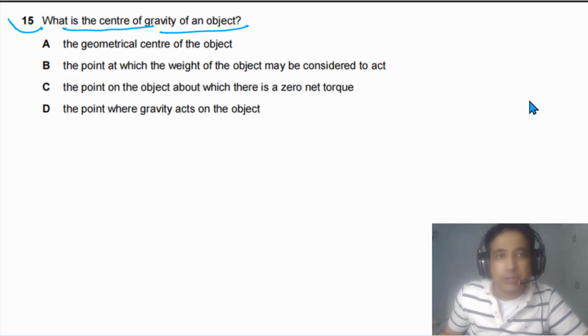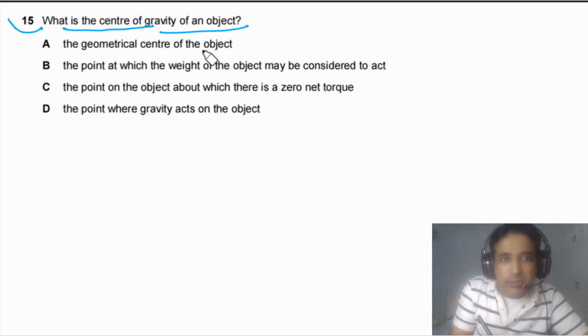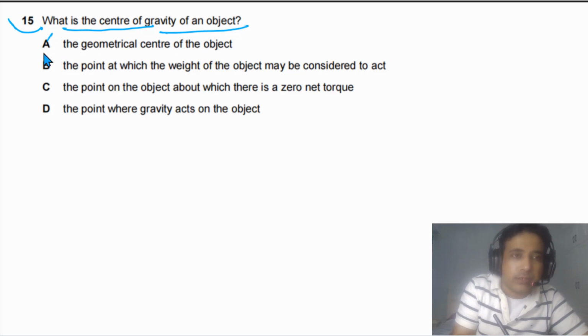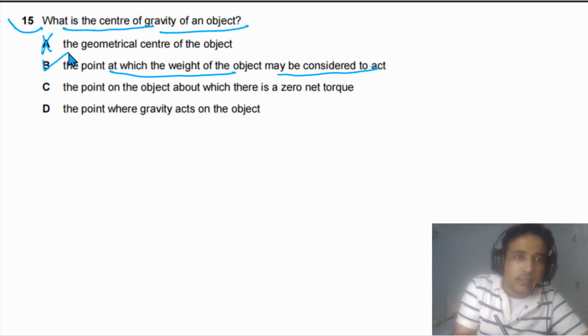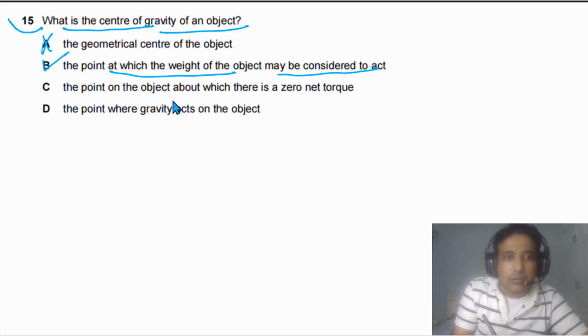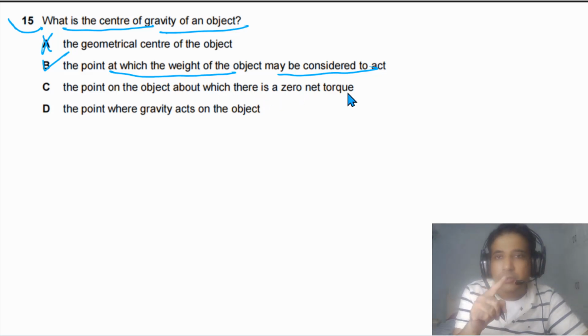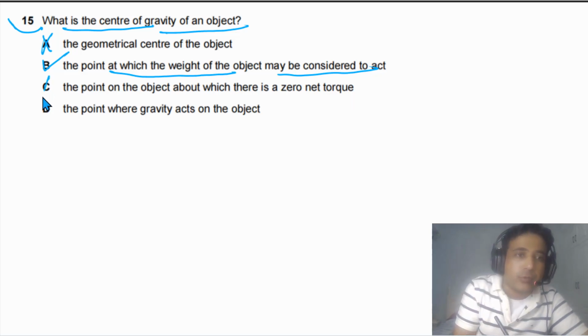So for this question, we simply need to find the center of gravity. What is center of gravity? The geometric center of the object? No, this is not true. The point at which the weight of the object may be considered to act? Yes, this is correct. The point on the object about which there is zero net torque on the object? The center of gravity also can be outside of the object, so this is incorrect.